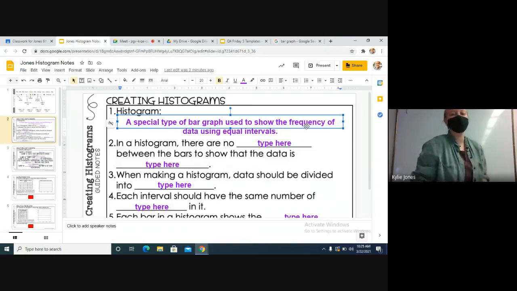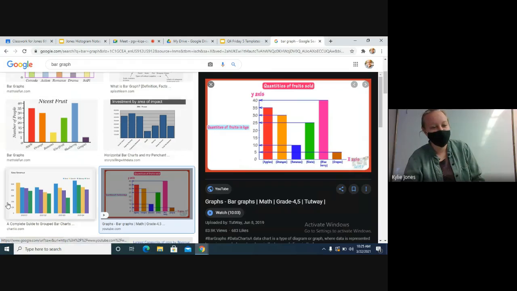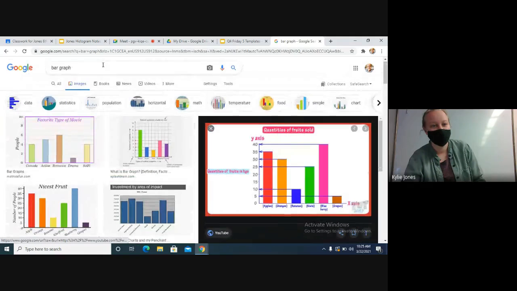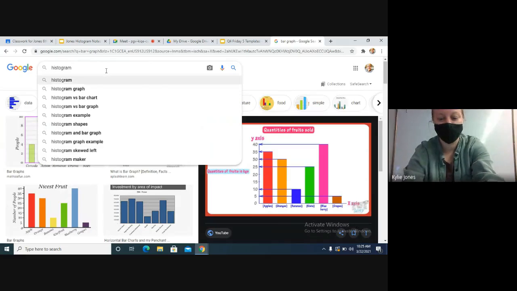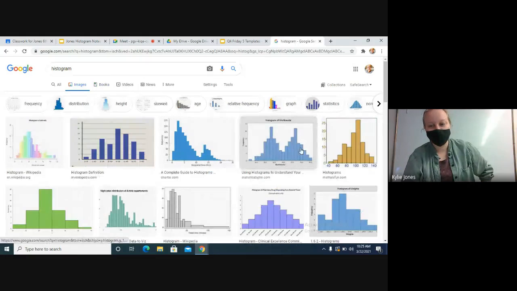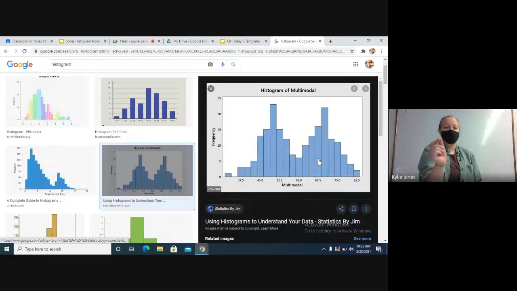A histogram, all you do is put the bars together more. So the bars, instead of being separated like they are in this bar graph, they get put together. Let me show you what a histogram looks like. Histograms look more like this, where the bars are just touching each other instead. That's one of the major differences. In histograms, the bars touch. In bar graphs, they do not.